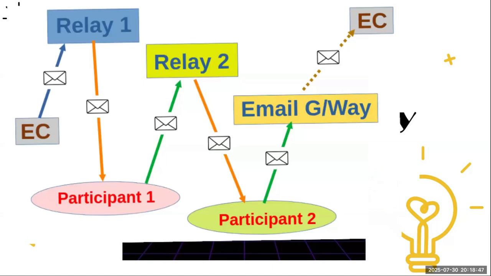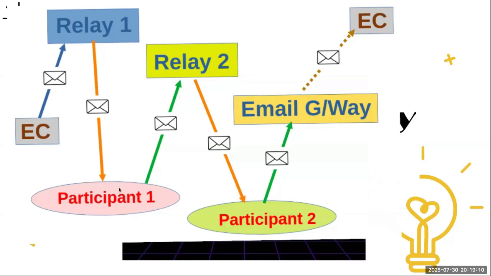We've had some exercises in the past where the exercise coordinator parks a relay message at a relay station, being relay 1, and then it's addressed to participant 1, who will then receive a notification from relay 1 that there is a V-mail for him.